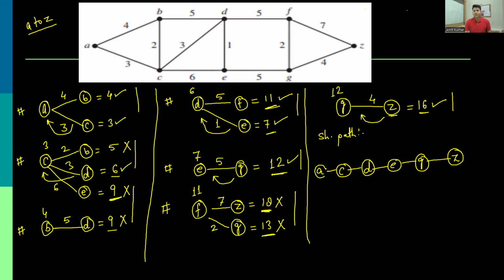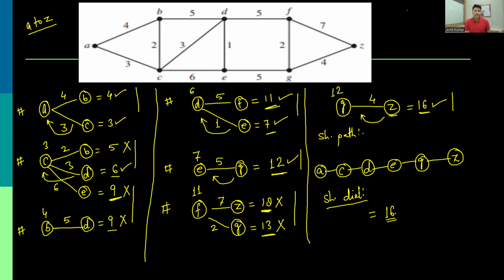So this is the shortest path for the given problem: we should move from A to C, C to D, D to E, E to G, and then G to Z. This is the shortest path. And what about the shortest distance? Either we can sum all these edge weights, or the final selected vertex will give you the final weight. In this example, it comes out as 16 units.